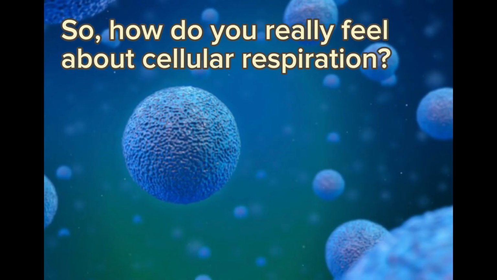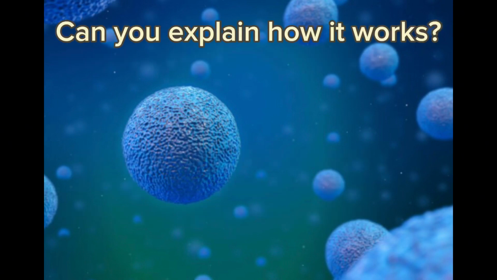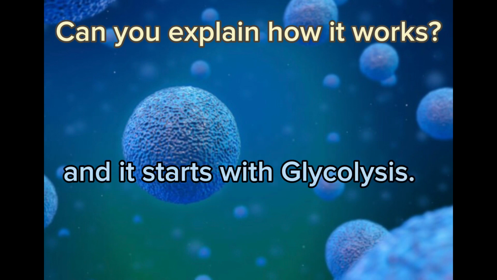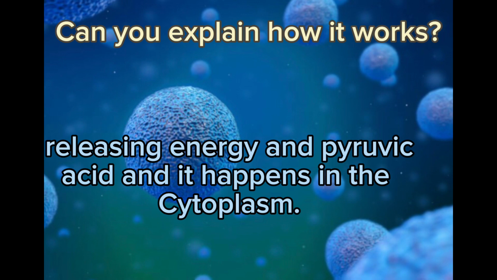So how do you really feel about cellular respiration? It's amazing. I love how it helps me survive and carry out all my functions. Wow, can you explain how it works? Well, it all occurs in the mitochondria, and it starts with glycolysis. Glycolysis is when glucose gets broken down by enzymes, releasing energy and pyruvic acid, and it happens in the cytoplasm.